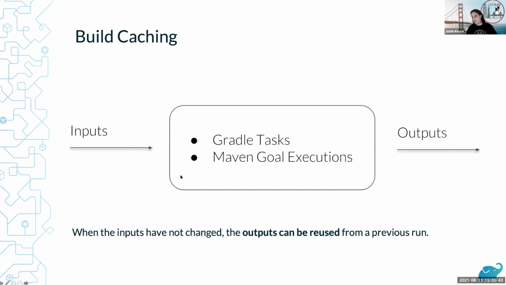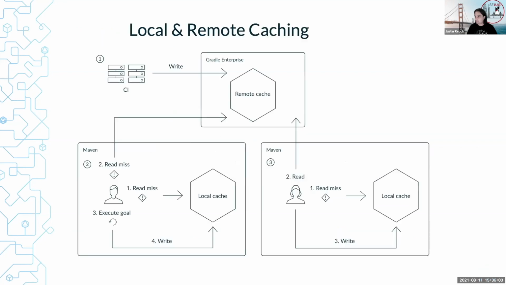Inputs to Gradle tasks or Maven goal executions are kept track of, and outputs are left in the cache. When the inputs to any of these things, the task path or the Maven goal execution path, haven't changed, then we just pull the output from the cache as opposed to having to rerun the task or goal again. And like I mentioned before, this can be set up really efficiently with a remote server as well.